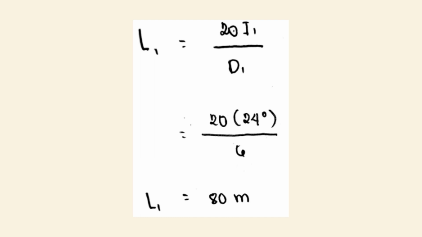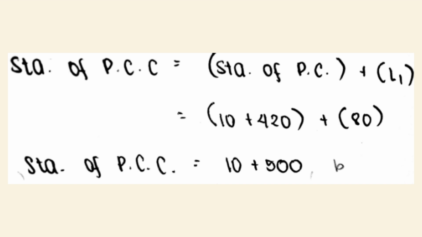Substituting values, we have 20 multiplied by 24 degrees over 6 degrees. L is equal to 80 meters. The stationing of the PCC is the sum of the stationing of PC and L1. It is equal to 10 and 420 plus 80 meters. The stationing of PCC is equal to 10 and 500.